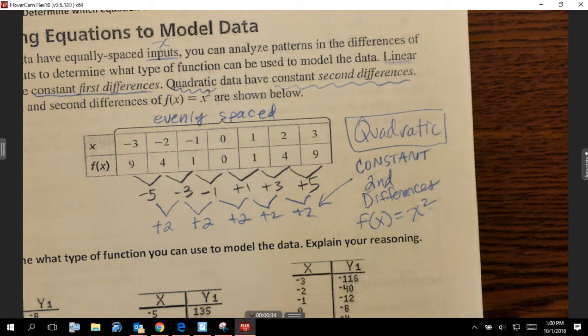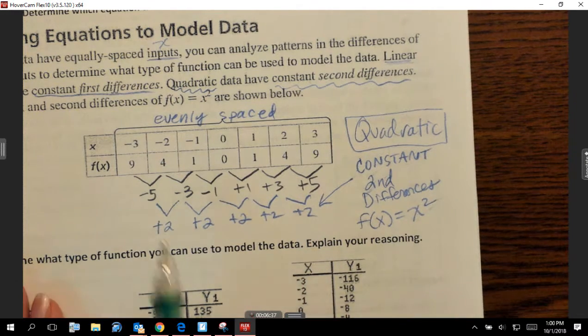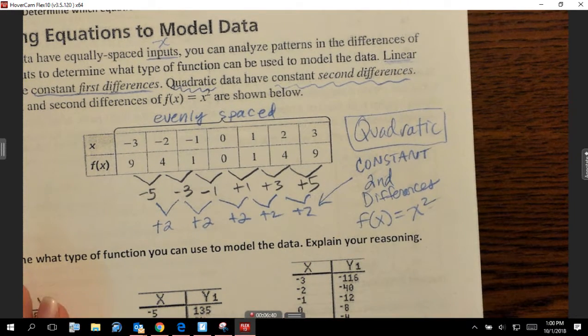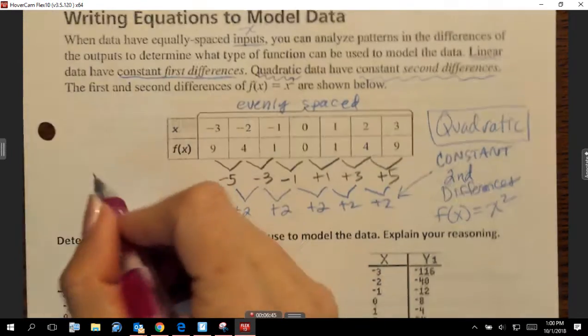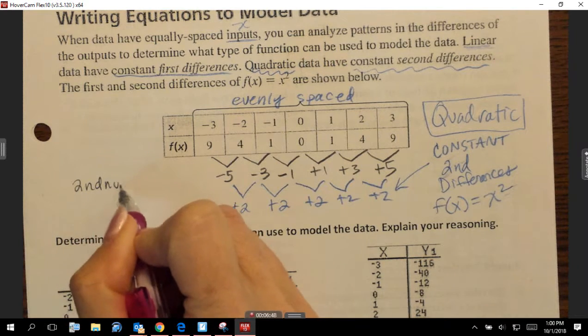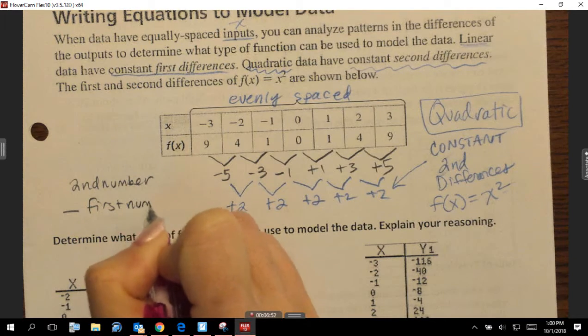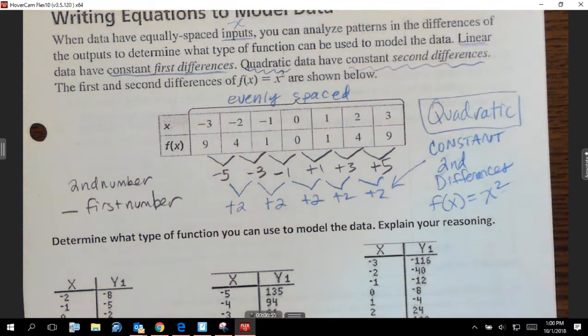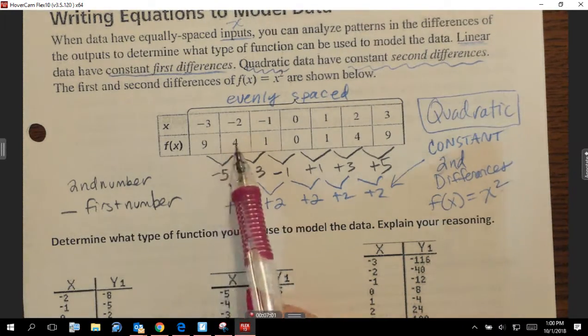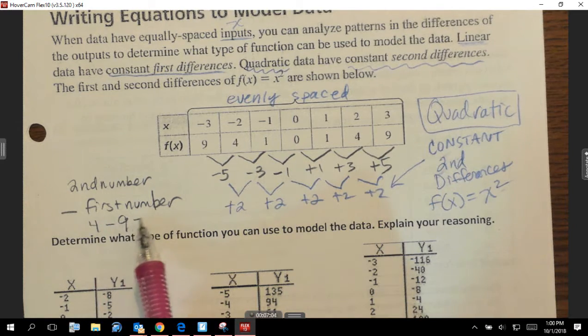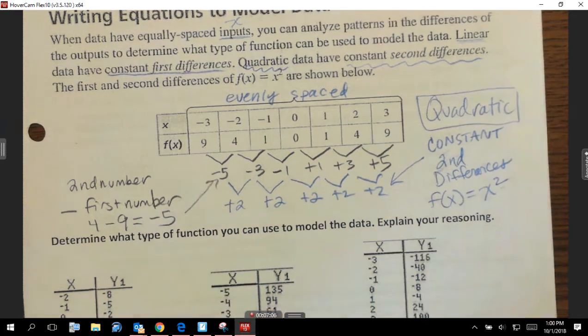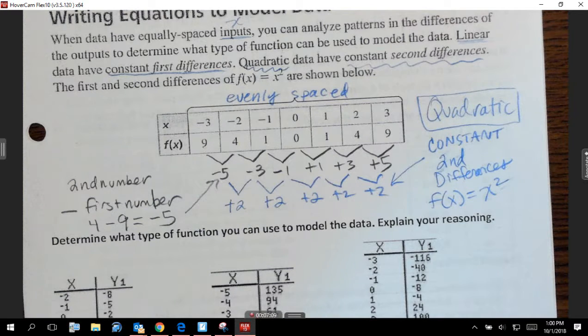Okay? The shortest way for me to find these differences, especially when we get to bigger numbers, I am going to use my calculator on some of these, but the shortest way is to take the second number minus the first number. That's going to tell you the difference. So if I were looking at 9 to 4, I would do 4 minus 9, which is -5. That's how I got that first number there. So if you can't figure that out in your head, you can use your calculator as well.